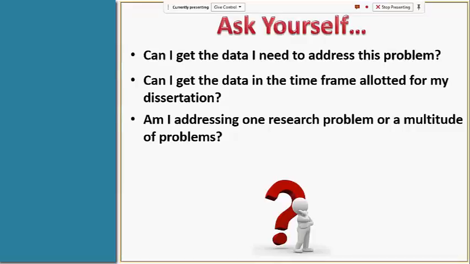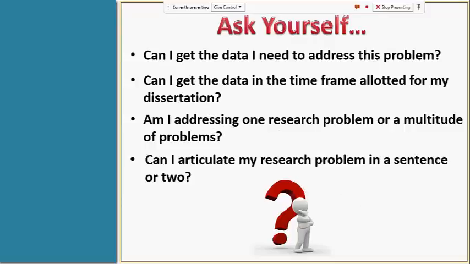Am I addressing one research problem or a multitude of problems? This kind of goes back to the idea of the tree. Am I doing a research project that is a whole branch, or am I focusing on one leaf? It's important that you narrow your topic so it doesn't get overwhelming.